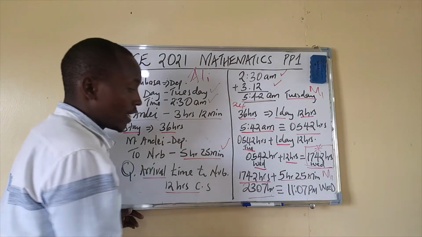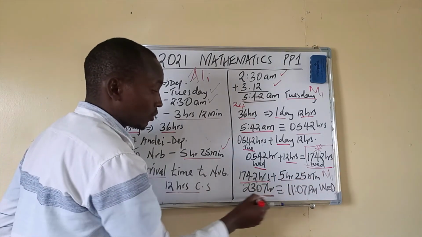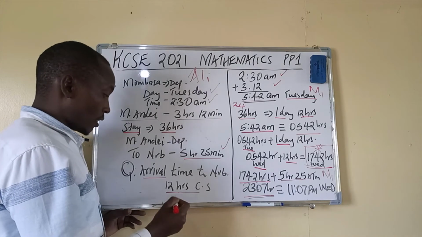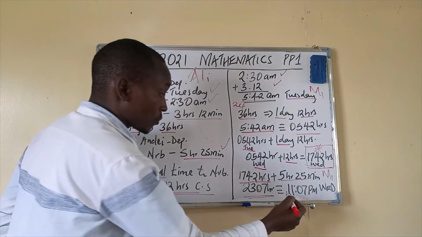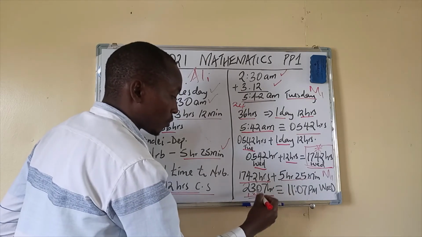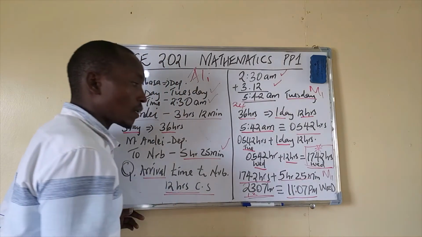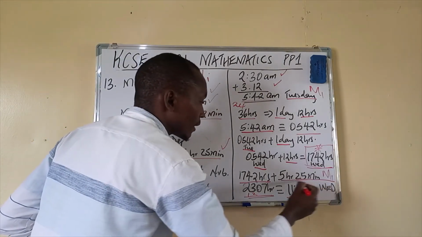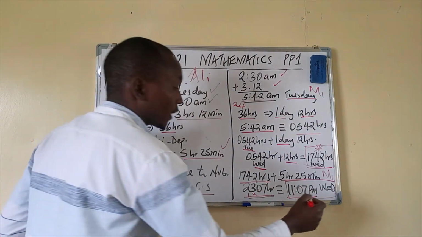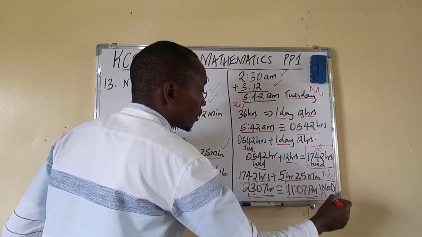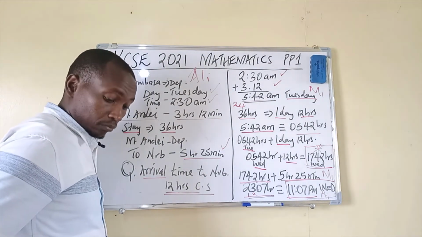With that, I have the arrival time in 24-hour clock system, but the question wanted the time in 12-hour clock system. So I just need to subtract 12, and I'll get 11:07 p.m. on Wednesday. That's where the student scores the final answer mark. That is question number 13.